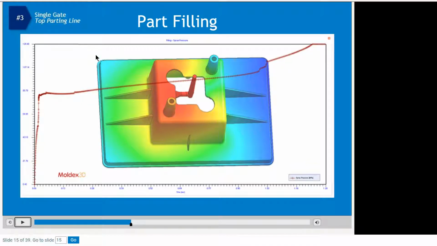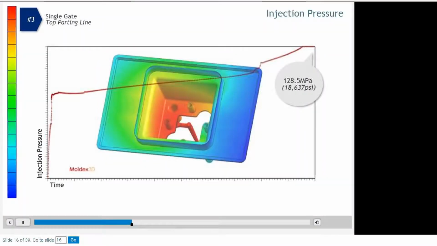And the reason for that is the left side of the part is filled. Now all the material flow energy has to be reversed or redirected to fill the remaining section of this part. That's why this spike comes in. The highest pressure for the single gate example is 128.5 megapascals at the end of fill.